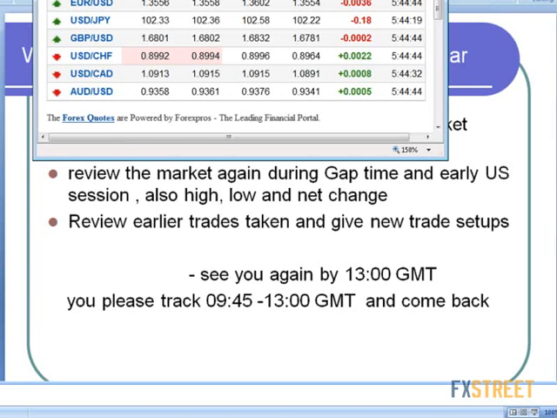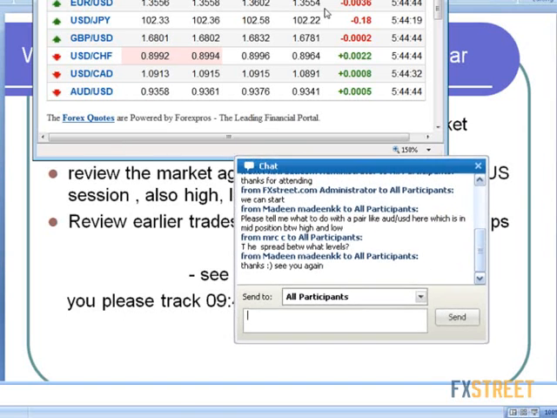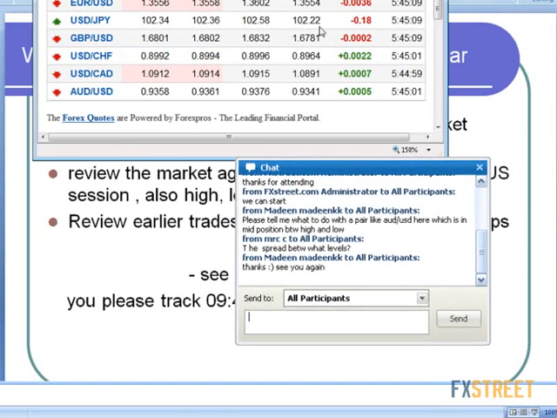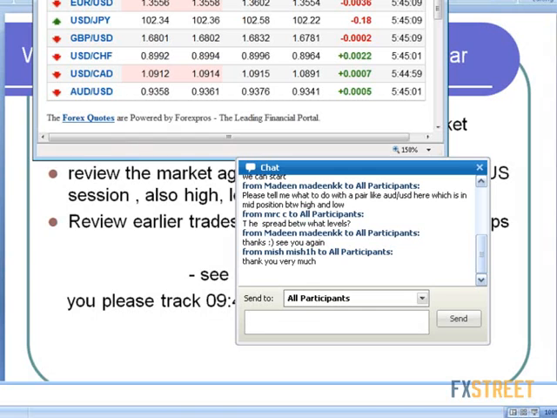Then MRC, the spread between what levels? Between the high and the low. Between the high and the low should be 40 pips in order to enter into the currency in the case of majors, and 70 pips in the case of crosses. Any other questions?